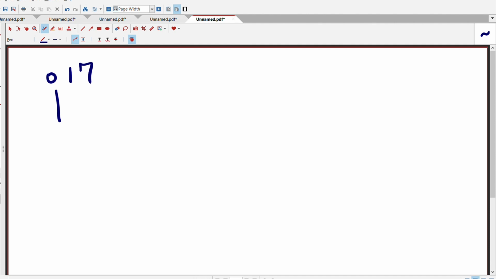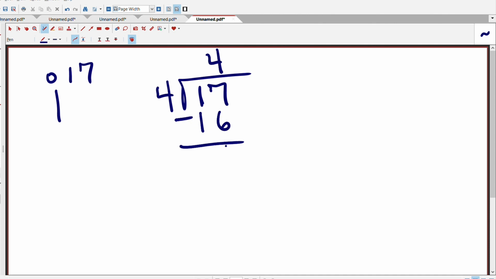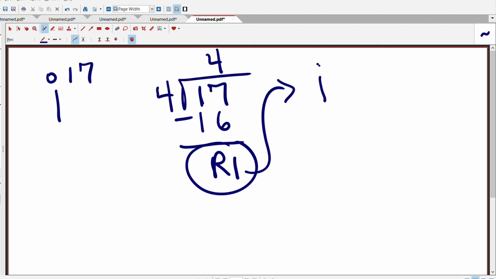So here we go. We have i to the 17th. So instead of me counting around the circle, I'm going to do it this way. 4 times 4 is 16, remainder 1. So the remainder becomes the new exponent. i to the first power, anything to the first power is itself.